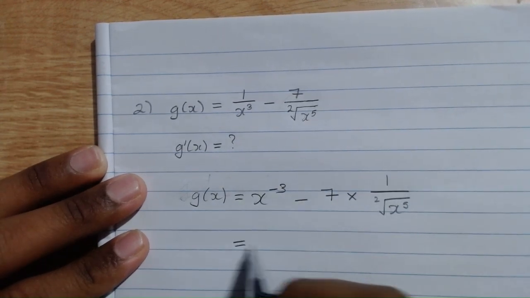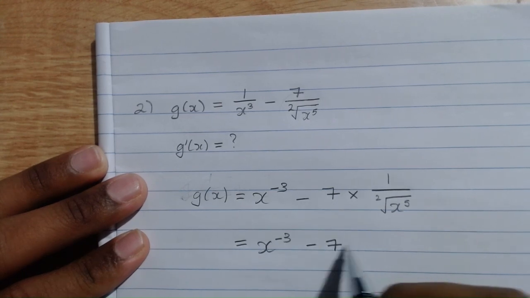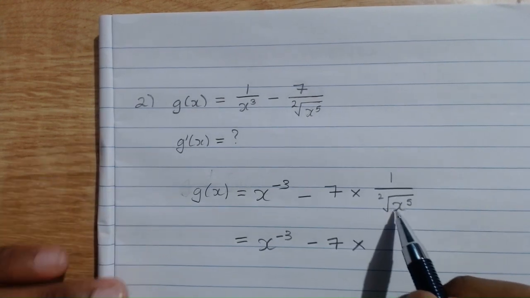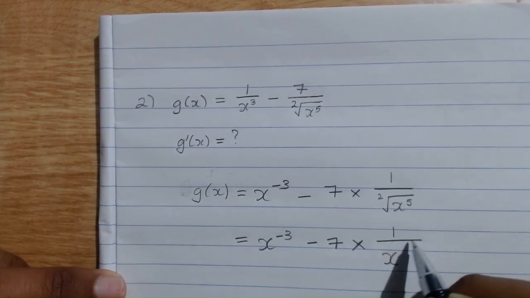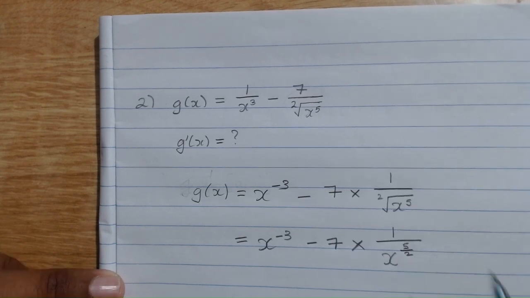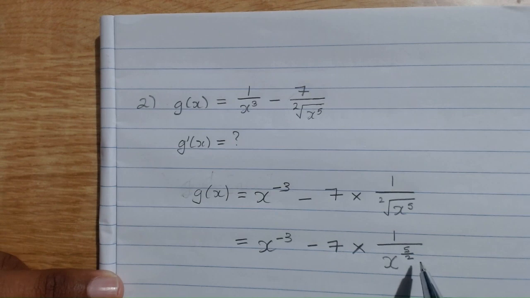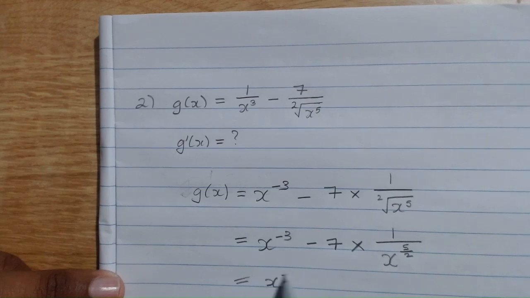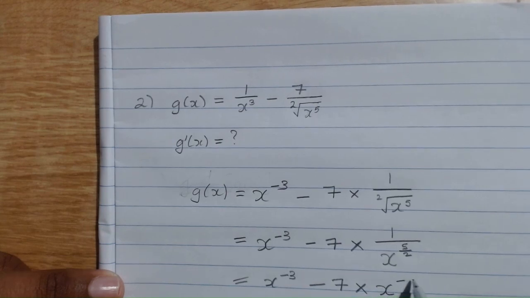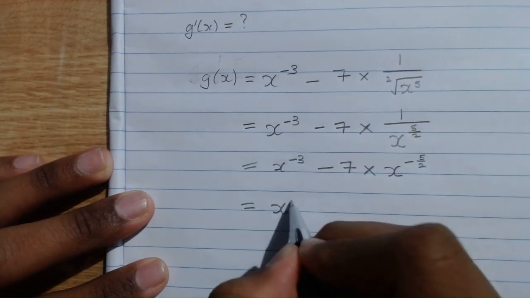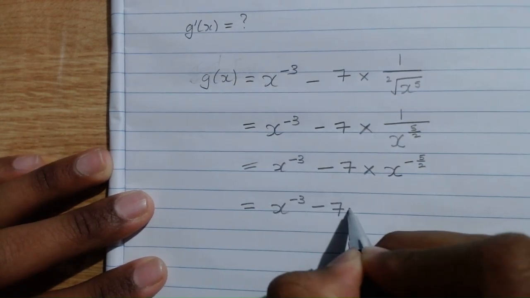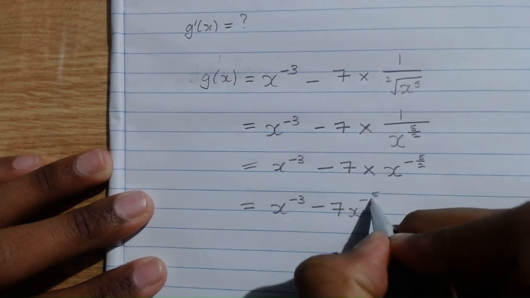We can simplify this even more, so let's just rewrite that. x to the power of 5, the square root of that is nothing but x to the power of 5 over 2. And then we have 1 over x to the power of 5 over 2. The reciprocal means we just add a minus sign to the exponent. So this is going to be equal to x to the power of minus 3 minus 7 times x to the power of minus 5 over 2. All right, let's just simplify. x to the minus 3 minus 7x to the power of minus 5 over 2.